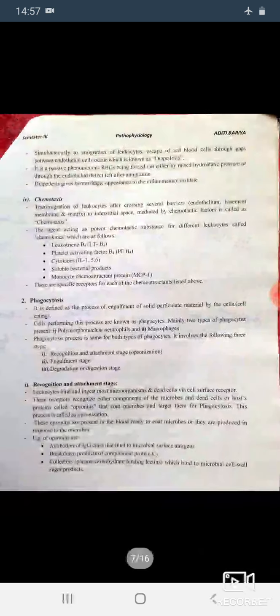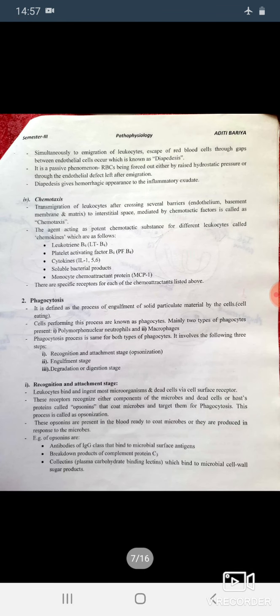The first step is recognition and attachment stage. Recognition, that means identification. તો આપણા બોડીના મેક્રોફેજીસ ને ન્યુટ્રોફિલ્સ કેવી રીતે આઈડેન્ટિફાઈ કરશે કે આ સબસ્ટન્સ ને મારે ગળી જવાનું છે? So they identify based on the proteins opsonins which cover the surface of the microbes. That process is called as opsonization, and through the receptors present for the opsonins on the surface of leukocytes, they bind with that substance and continue with the next process, right?